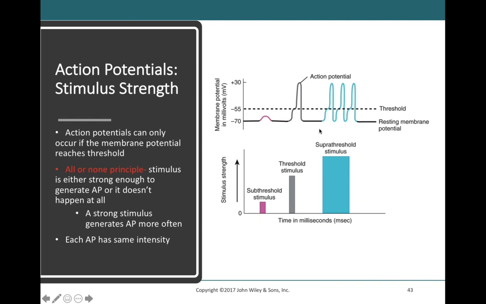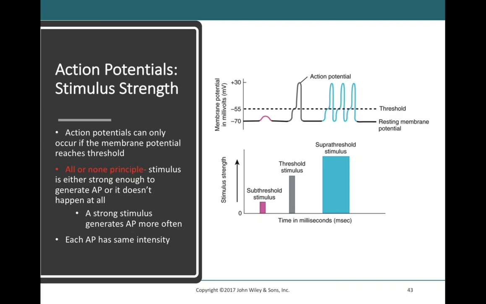Now, a suprathreshold stimulus, of course, is going to be a lot stronger and a lot longer than normal threshold stimuli. But what's important to note is regardless of how strong the stimulus is, that's not going to change the magnitude or the intensity of our action potential itself. All of these action potentials have the exact same intensity. These action potentials are just occurring more frequently because the time of our suprathreshold stimulus is going to be much longer than our threshold stimulus. So this is referred to as the all or none principle.